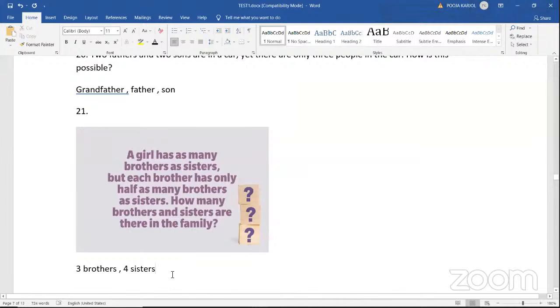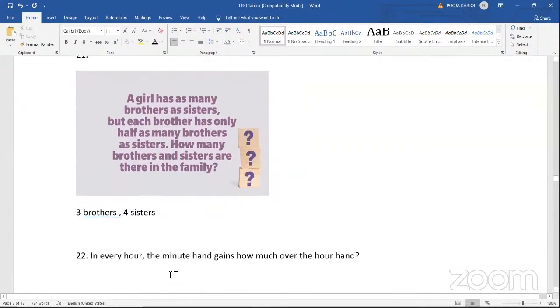If you know the answer, good enough. In every hour, the minute hand gains how much over the hour hand? 60 minutes. 55 minutes. The concept was correct, but the answer is 55 minutes. For every hour, the minute hand moves 60 minutes and the hour hand moves 5 minutes. So it gains 60 minus 5, 55 minutes. Okay?